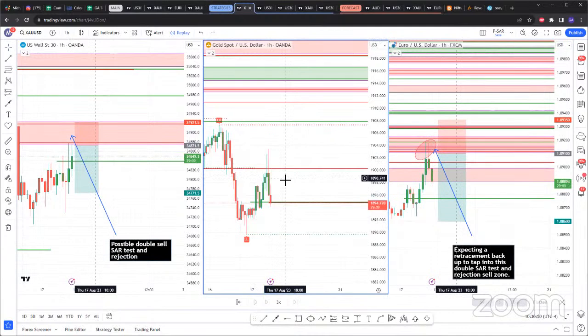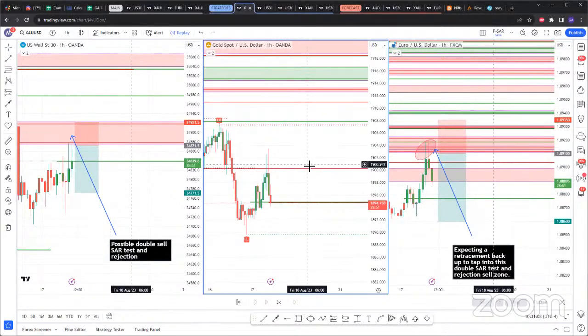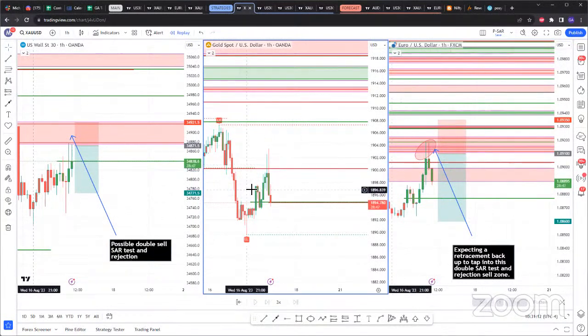Yeah. So it's ideally probability, because keep in mind, when you extend the lines, you're bringing the historical SAR zones forward. So that's what gives you a double, that's what gives you a triple, a quadruple SAR. If you extend the lines, that's what gives you a double, triple, and quadruple SAR. So it's all about probability.